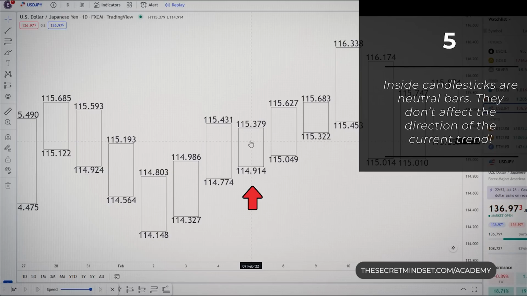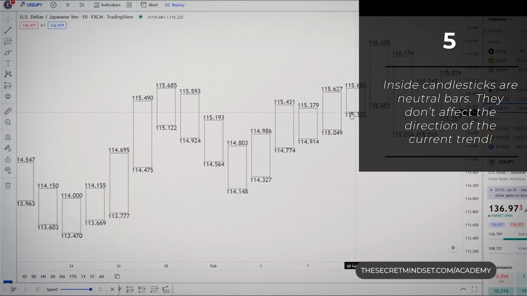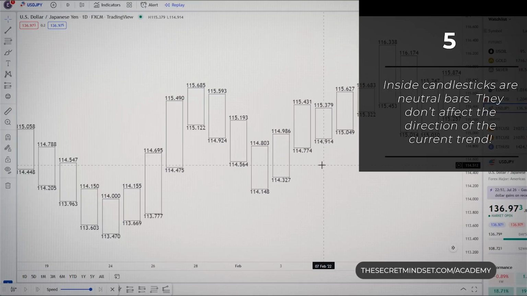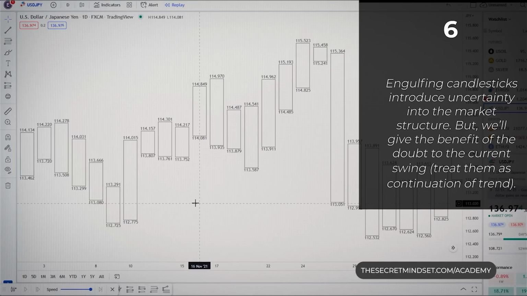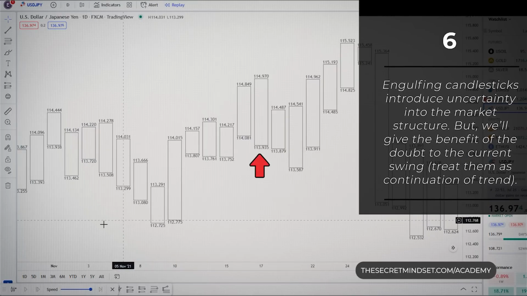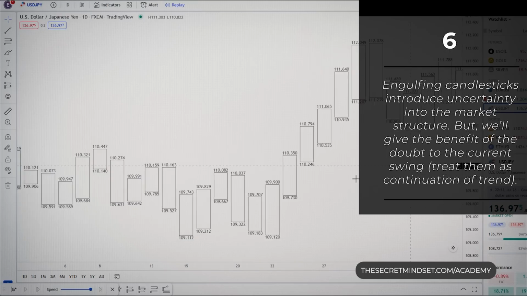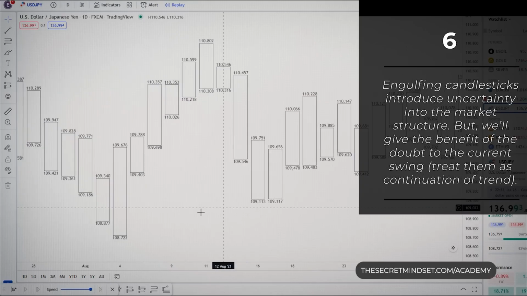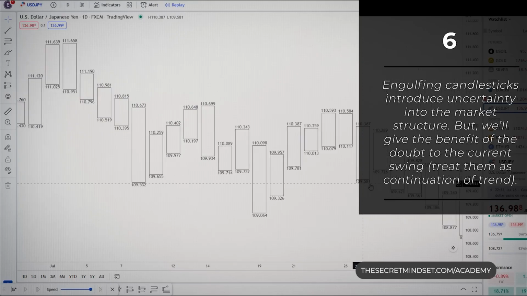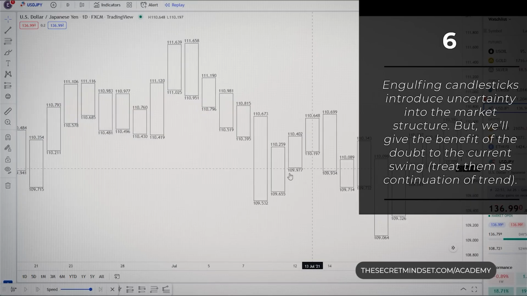Inside candlesticks are neutral bars. They don't affect the direction of the current swing because they don't break the previous high and low. So an inside bar after a bullish or a bearish candlestick doesn't change the current trend. Engulfing candlesticks introduce uncertainty into the market structure because they break both the previous high and low, but we give the benefit of the doubt to the current trend. So engulfing candlesticks in an upswing continue the upswing, and engulfing candlesticks in a downswing continue the downswing.